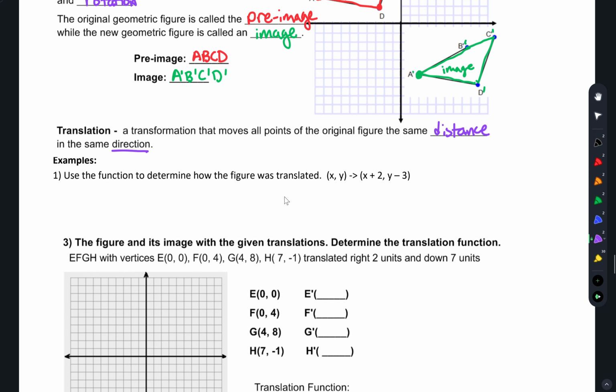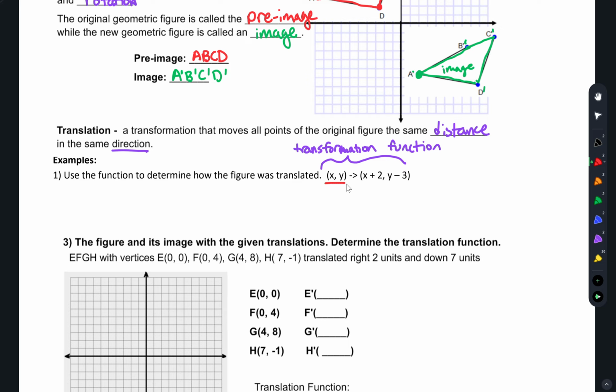In example 1, we're told to use the function to determine how the figure was translated, and we are given here what is called a transformation function. We are going to see these a lot in the next few days. Transformation functions help tell us how we get from the pre-image to the image. And now there are 2 parts to this.